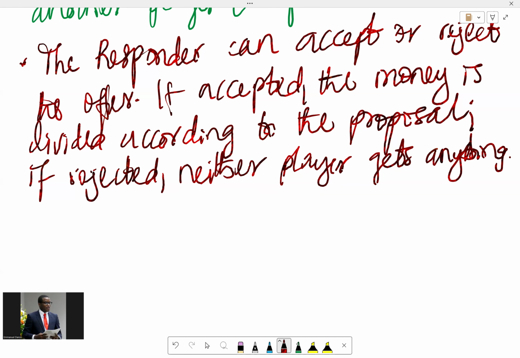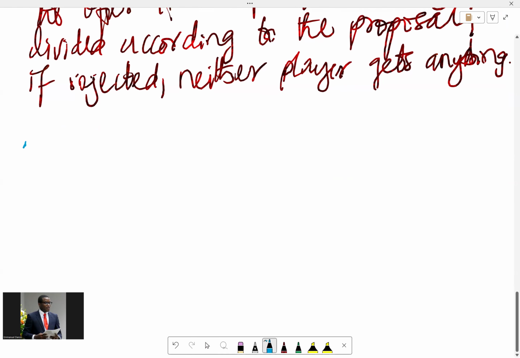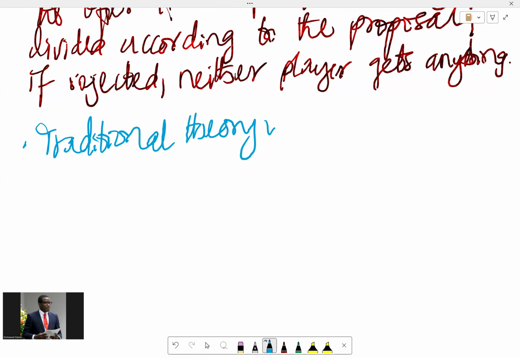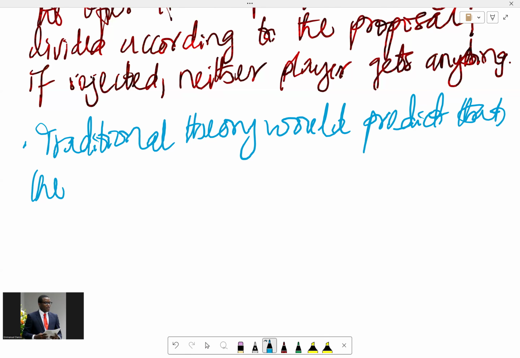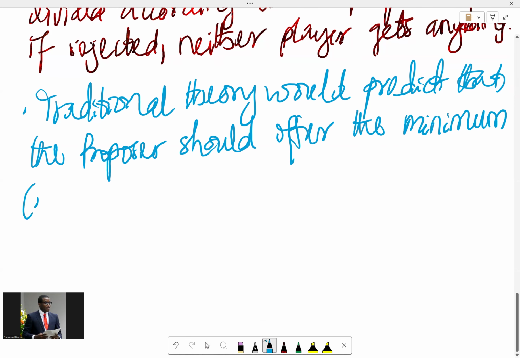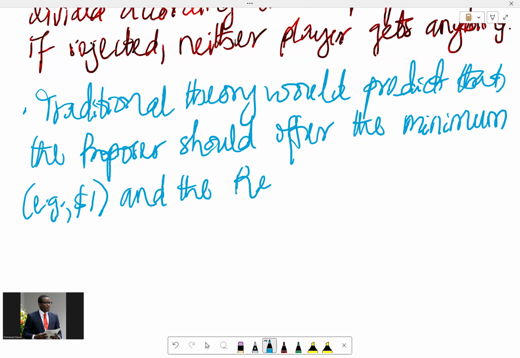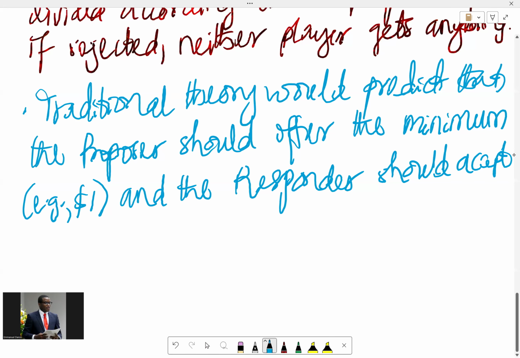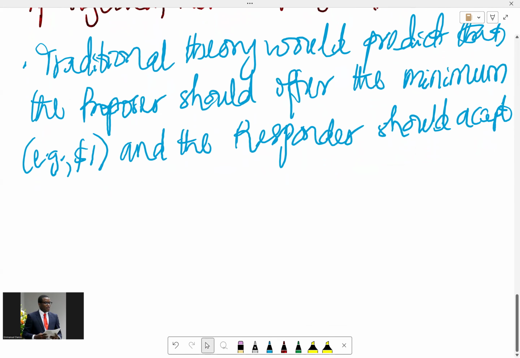Now, in traditional game theory, what happens in this situation? Traditional theory would predict that the proposer should offer the minimum, of course, based on human greed and things like that. The proposer would offer the minimum possible amount, which is better than zero, say $1. And the responder should accept. That's what traditional game theory will tell us. The responder should accept any non-zero offer.